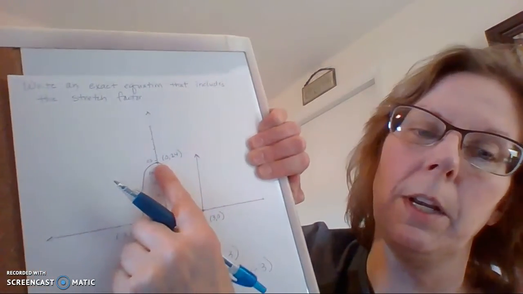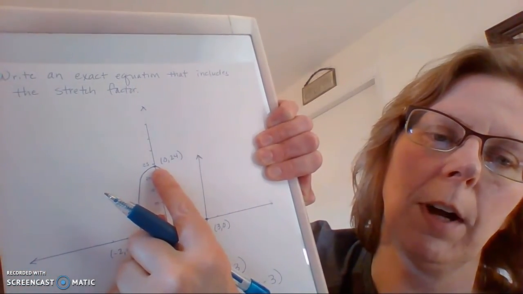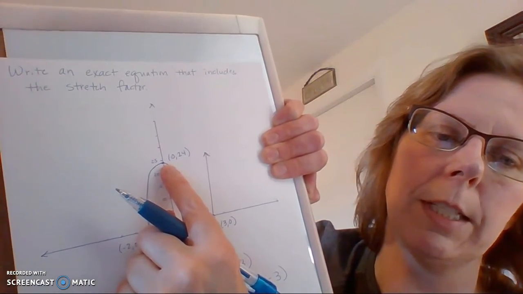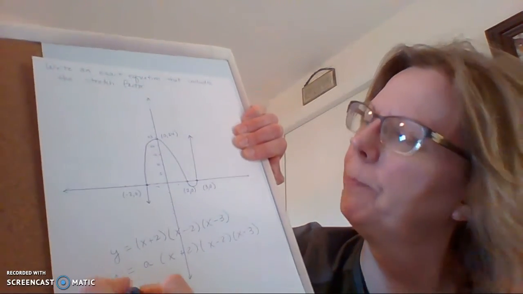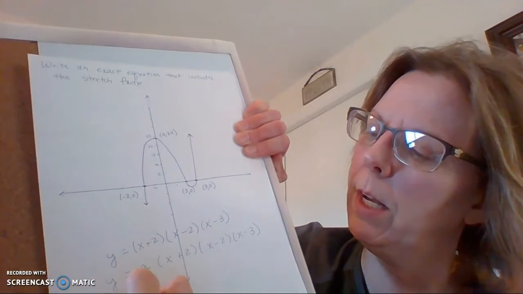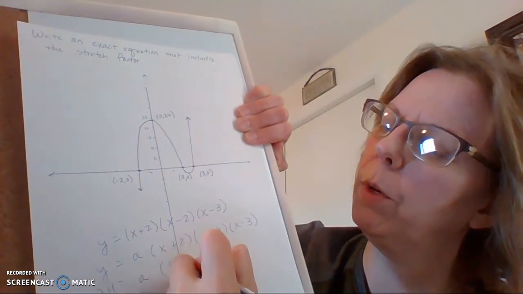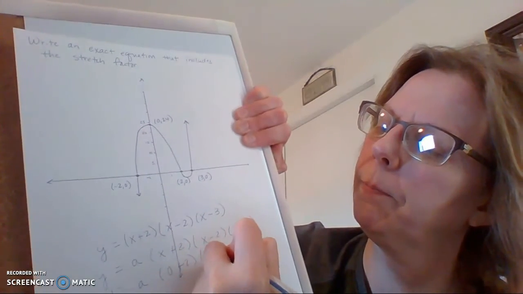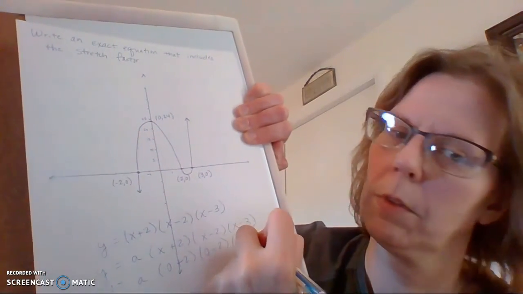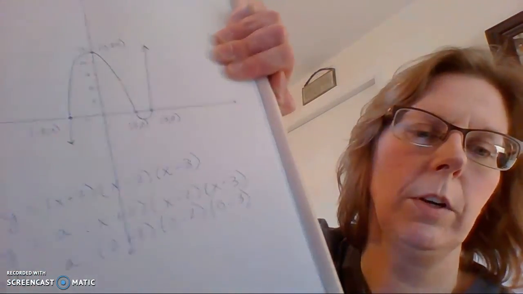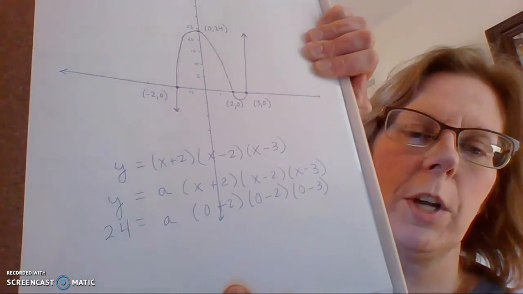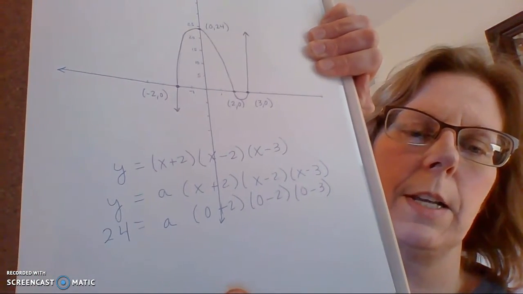So I have one up here, 0, 24. I'm going to go ahead and plug this into my equation. 24 is y, so then I have a, and I'm plugging 0 in everywhere for x. So there it is with all the zeros in. And our job now is to find a.